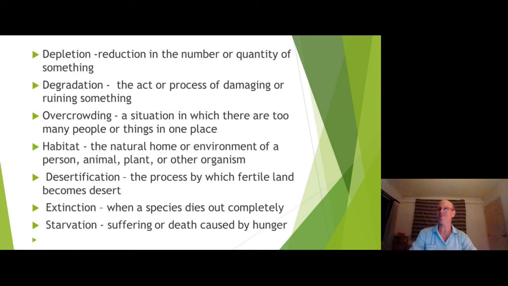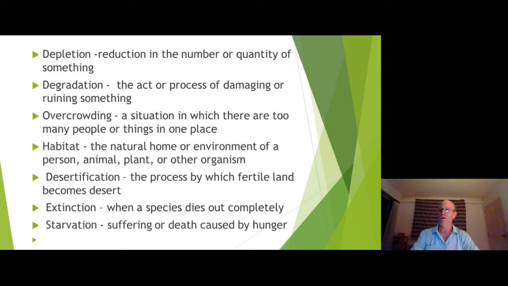Extinction means when a species dies out completely. Okay, the best example is the dinosaurs. Dinosaurs roamed the planet for millions of years and then just died out. We no longer have dinosaurs, and there's been millions of species that have been here and died out.